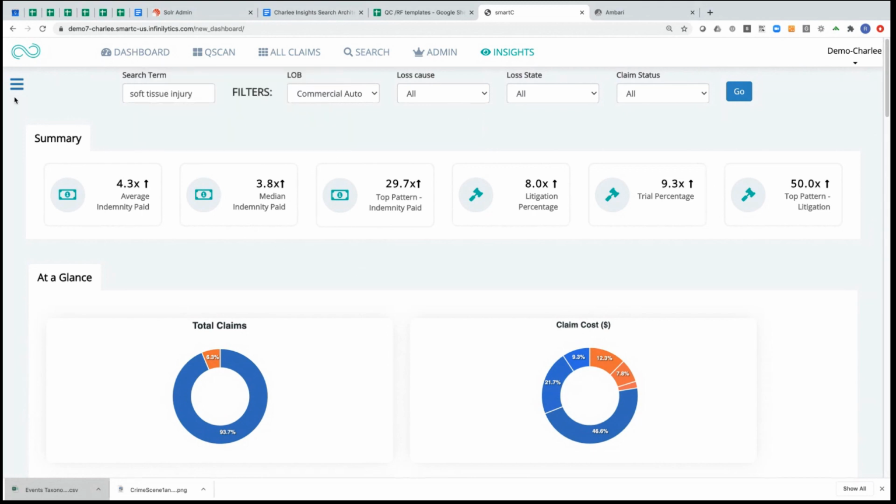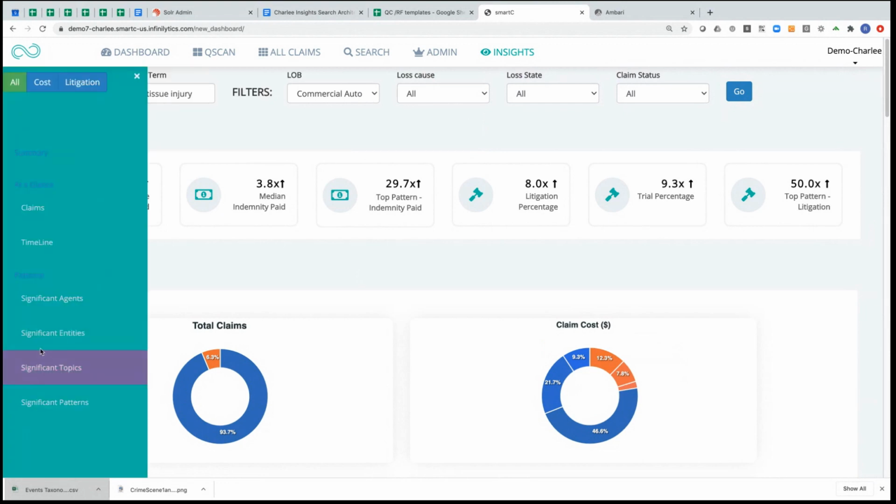Yeah, you're good. Okay. So this is the high-level dashboard. At just the summary level, at a glance, you can see how many soft tissue injury claims we have, and the different breakdown of costs in terms of legal expenses, other expenses, and indemnity paid. You can also drill down further, like I mentioned at the beginning. Charlee automatically extracts entities, topics, patterns, and different things from the claims.